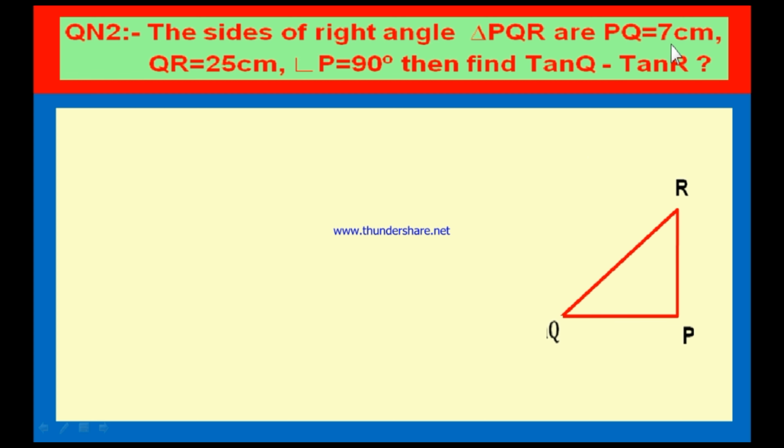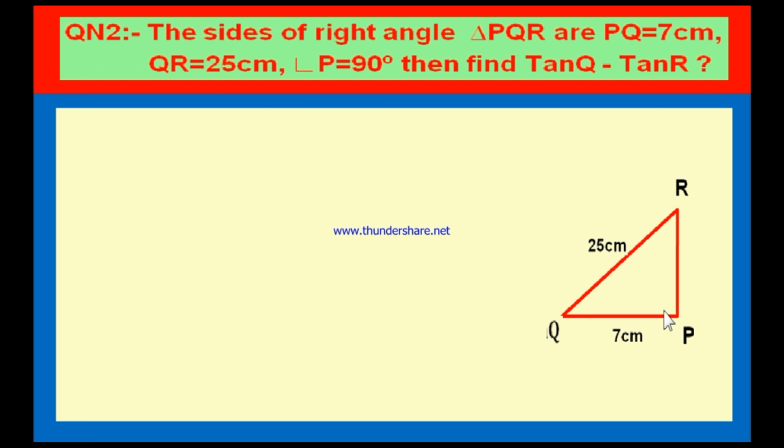Now, PQ is equal to 7 centimeters. The length of PQ is equal to 7 centimeters. Good. PQ is equal to 7. And QR is equal to 25. QR means it is the hypotenuse because it is the side opposite to 90 degrees.